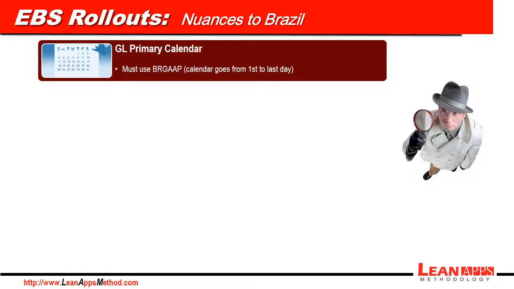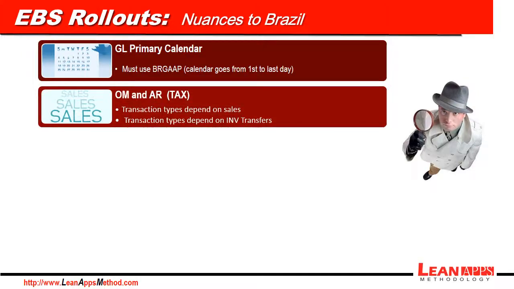Second nuance has to do with order management and accounts receivable. Those two modules require much more transaction types than you might expect. So don't be surprised if your local project team tells you they need to set more than 200 transaction types. This happens due to the tax legislation in Brazil.